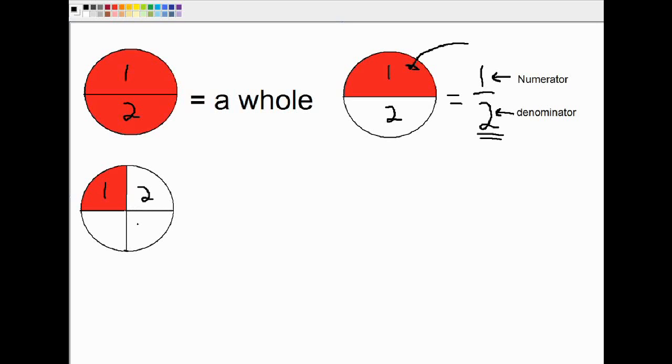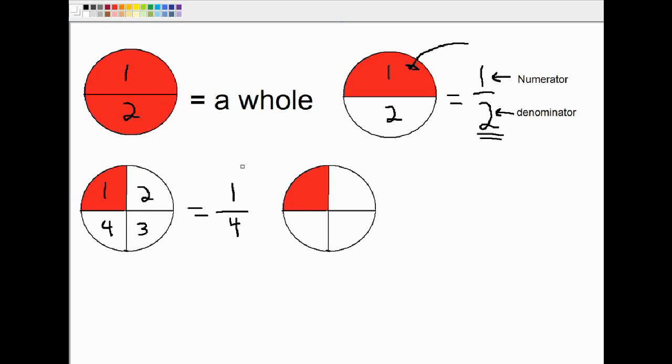And now we can see we have a total of 4 pieces. So in our denominator is going to go 4. And in our numerator here is going to go 1, because one of those pieces is shaded.